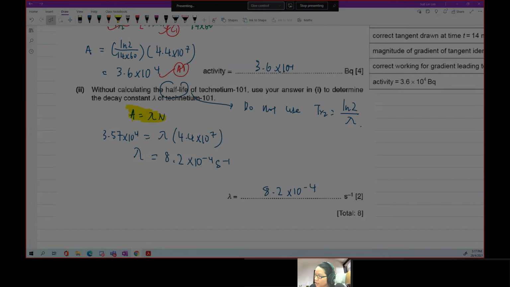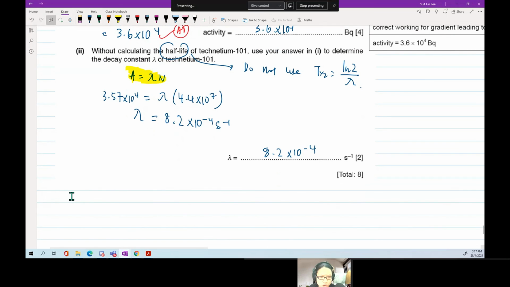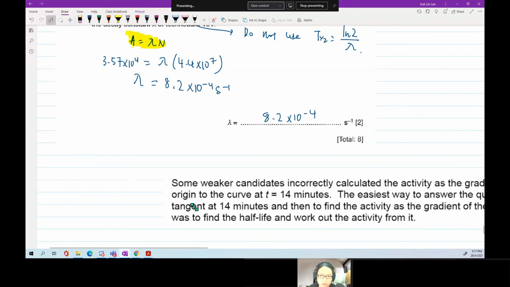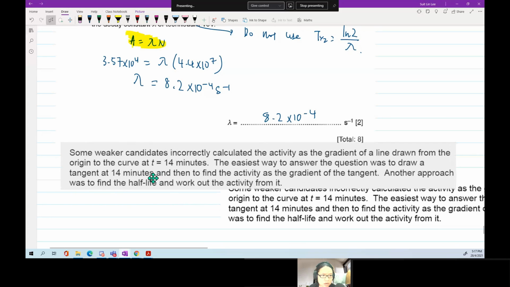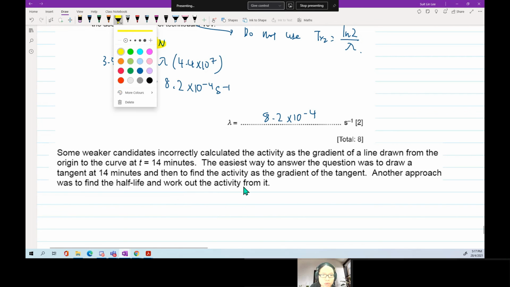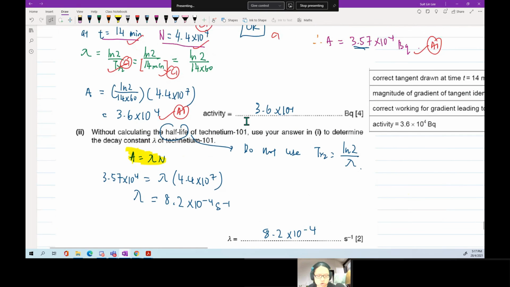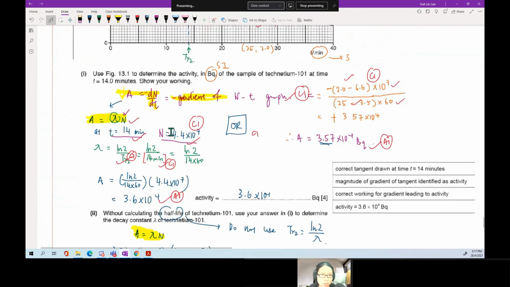This part here, if you look at the examiner's report regarding drawing the tangent line, okay, so please learn to draw tangent line. A line from origin to the curve is not a tangent line. Okay, so the easiest way, in their opinion, or the way that they prefer, is to draw tangent at 14 minutes. Drawing tangent is throughout your A2 syllabus or your paper 4.